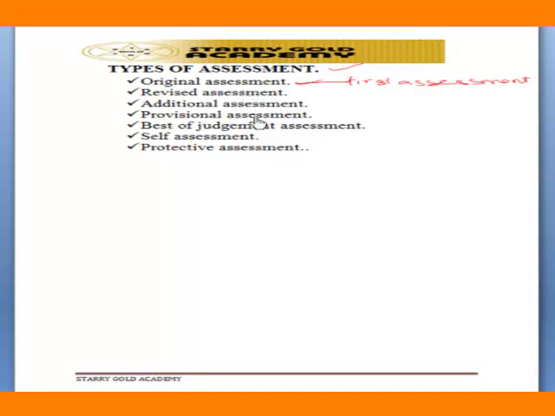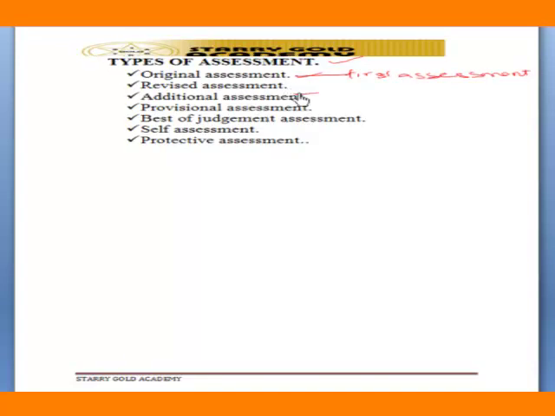Let's look at the next one, revised assessment. What is the revised assessment all about? This is an assessment that is raised to replace an original assessment. I will call this one a replacement; I'll put here replacement so that you all remember. So it replaces the original assessment.